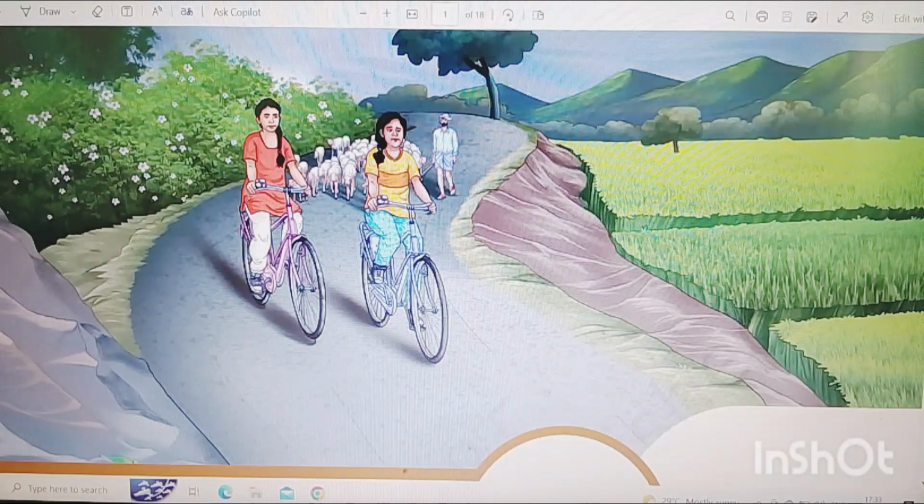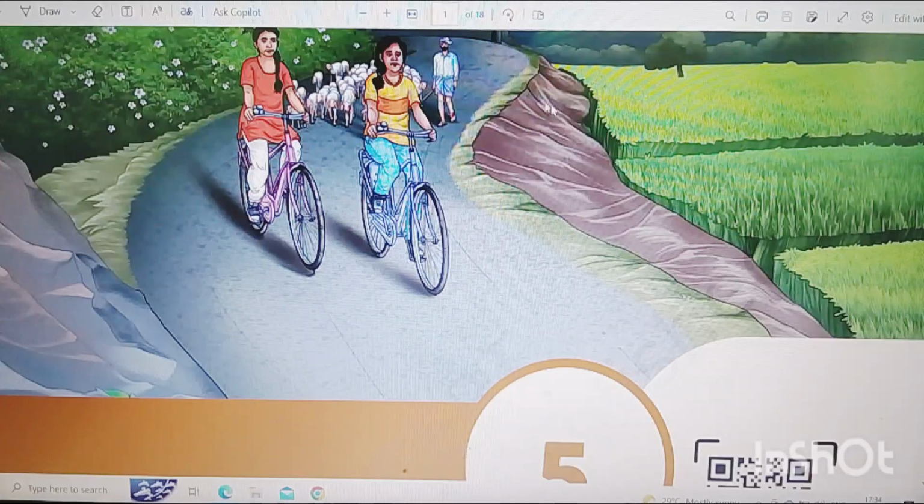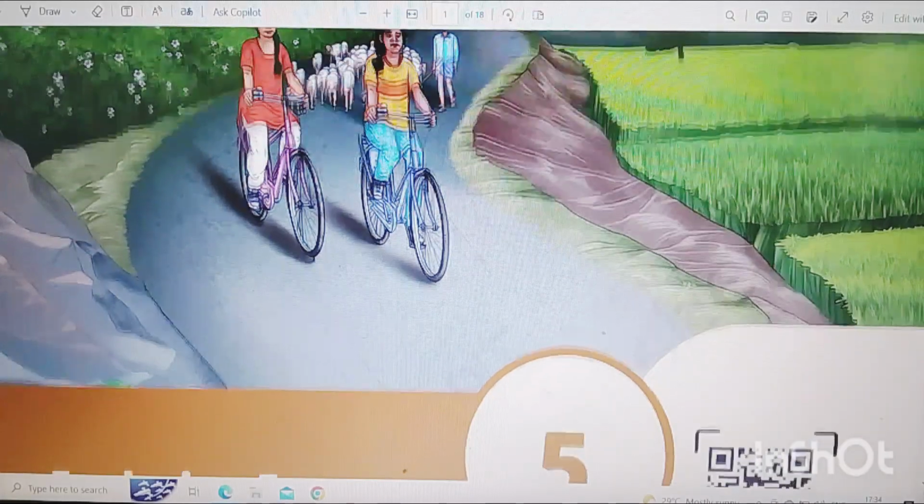Today we are going to learn the chapter Exploring Forces of Class 8. Okay, so this is a very important chapter and also a very interesting chapter too. So let's get started. We could see in this image two girls riding a bicycle. So we will begin from there itself.